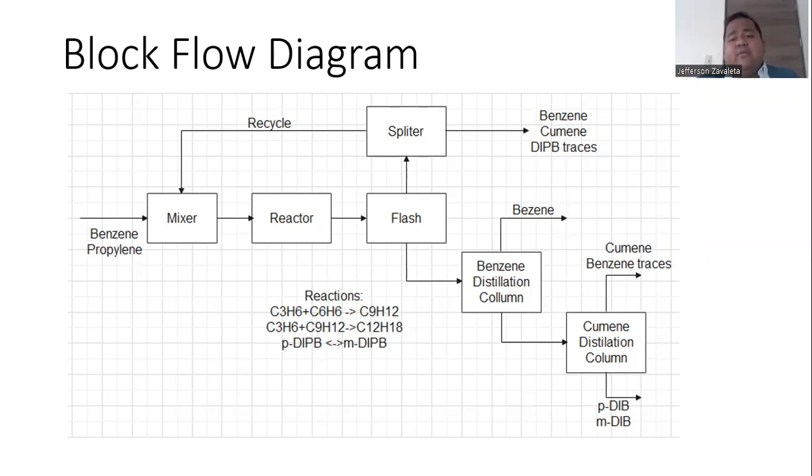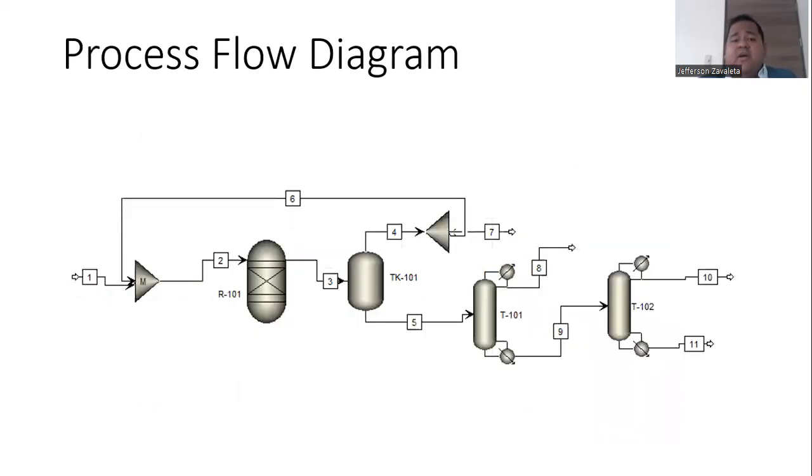The stream leaving above the flash unit is separated into 2 streams. 17% of this stream is recirculated and mixed with the feed stream. The mixed stream is now the new input for the reactor. The stream leaving the top of the Cumene distillation column is the product flow, the main objective of this project. Next, process flow diagram.